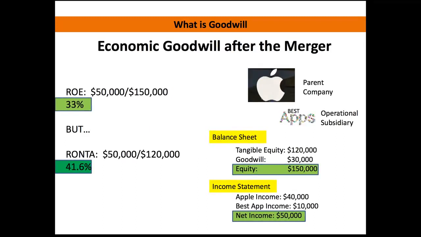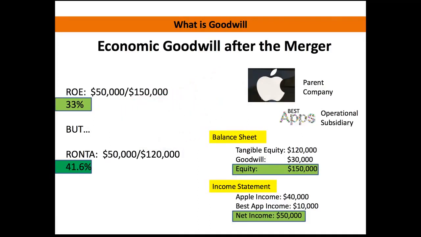Let's figure this out for a company that has intangibles. In the second scenario, after these two companies had merged, we had $30,000 of goodwill listed on the balance sheet. We're just going to say that that's all of our intangibles, that $30,000 of goodwill. So when we do the return on equity scenario, we look at our equity, it's $150,000, and our net income is 50. So we take 50 divided by 150, and our return on equity is 33%.